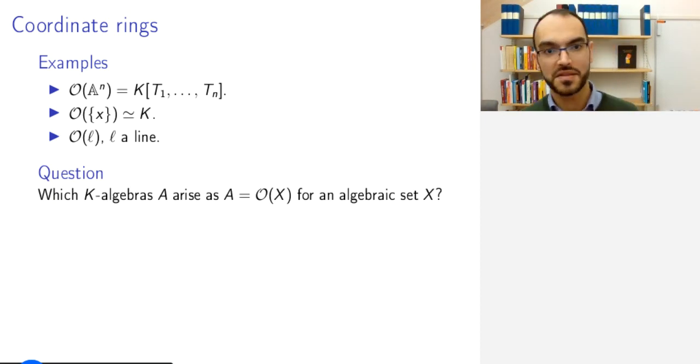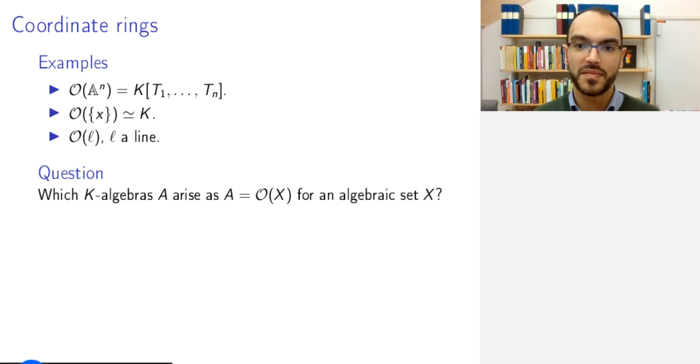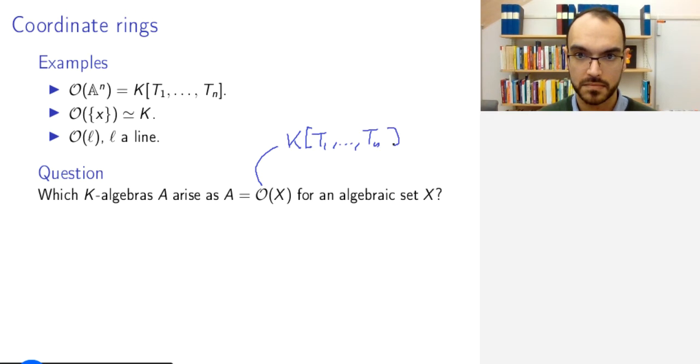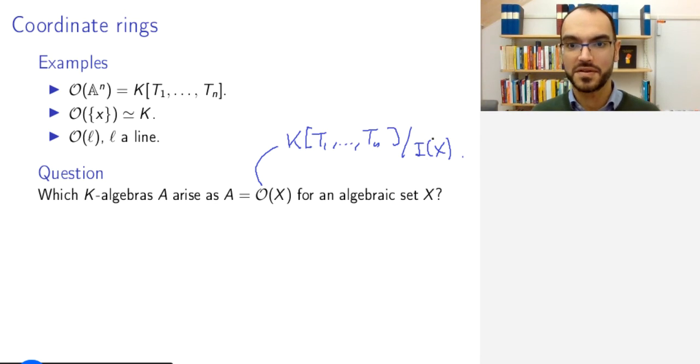So one question to ask is, which K-algebras, and as with rings, when we say K-algebras, we always talk about unital commutative K-algebras, can arise as these O(X) for an algebraic set X? Remember, this is just saying which K-algebras can arise in this fashion. So it's basically a question of what the restriction on this ideal, being the vanishing ideal of some set, is. And to characterize these algebras, we need two words.